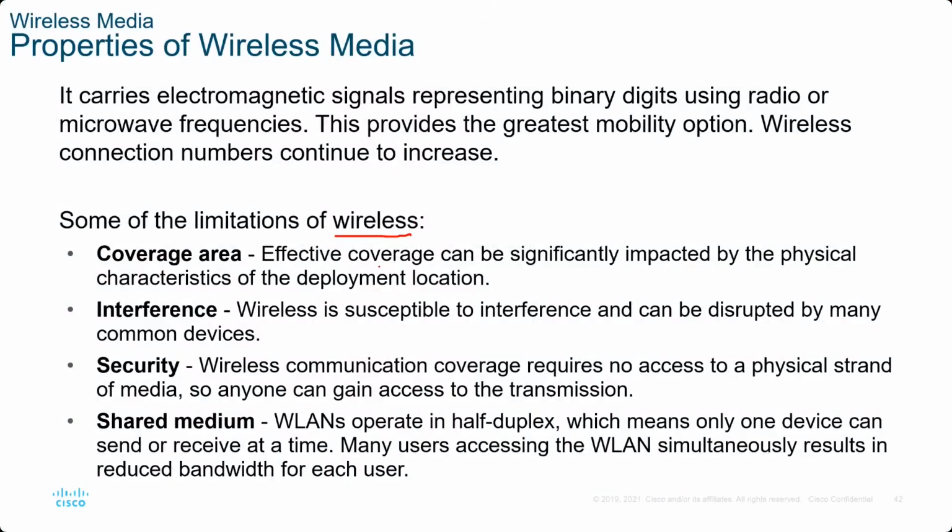Its effective coverage area can be significantly impacted by the physical characteristics of the deployment location. So depending on where you are deploying your wireless access points to cover a specific area where your devices could be connected, it depends on the physical location. If there are a lot of steel doors and heavy cement or concrete used, then it will affect the coverage area. If you deploy a wireless access point in an open area, it could support like 100 or 150 meters distance from where devices can connect to it.